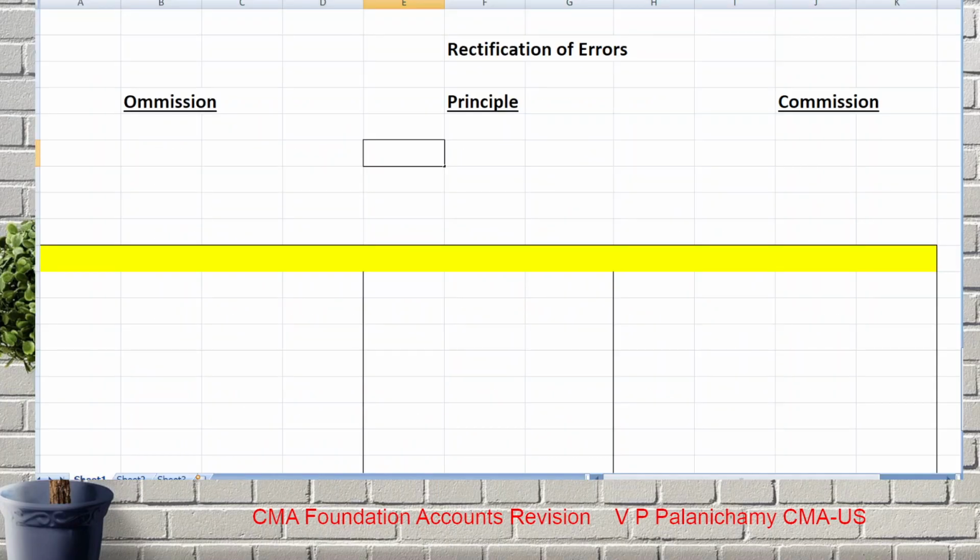See, for learning rectification of errors, number 1, are you clear in capital revenue expenditure? Which one is capital, which one is revenue? Then rectification of error is very simple. Pay attention. What is an error? Unintentional mistake. தெரியாம தப்பு பண்றது என்னது? Unintentional mistake. Okay, so what is unintentional mistake?